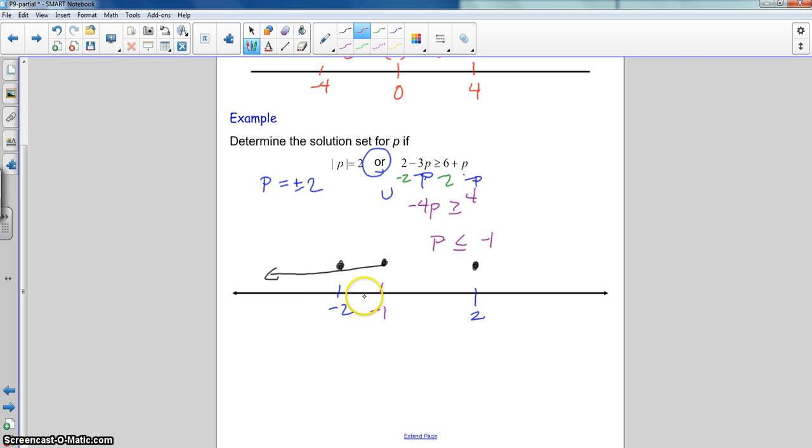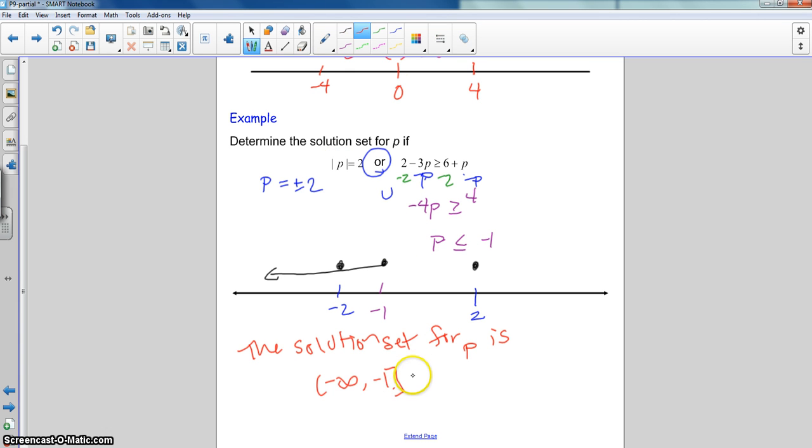Now I need to represent this as a solution set. Since I have a closed dot and a line, that just means that it is in my solution set. So I can start by writing the solution set for p. Now I need to express this in interval notation, so that starts at negative infinity and goes until negative 1, and then I have a bracket because of the closed circle.